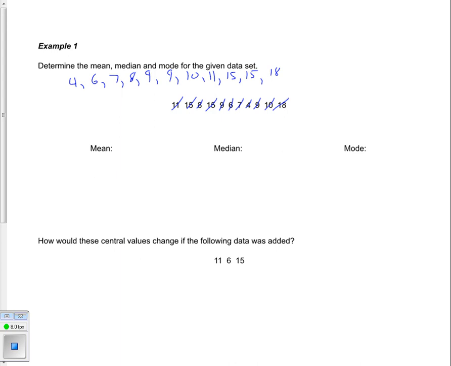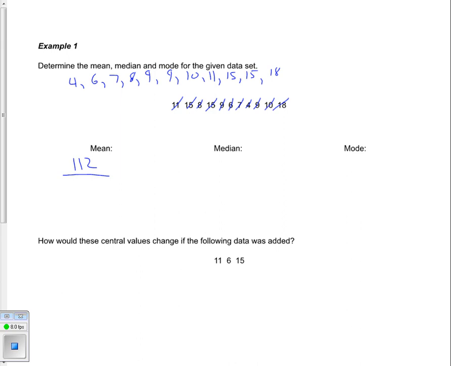So the first thing I need to do is figure out what is the mean. Okay, again, the mean is the total value of all of the numbers in the data set divided by the number of numbers in the data set. So I'm going to quickly total up all of the numbers. I'm going to take 4 plus 6 plus 7 plus 8 plus 9 plus 9 plus 10 plus 11 plus 15 plus 15 plus 18. Okay, so that gives me 112.